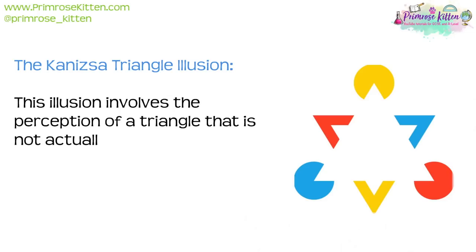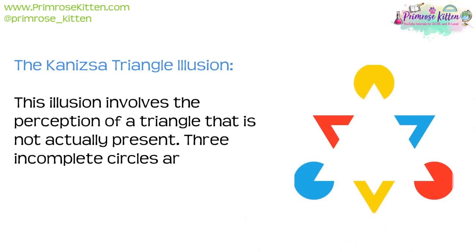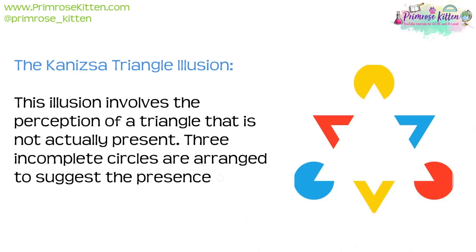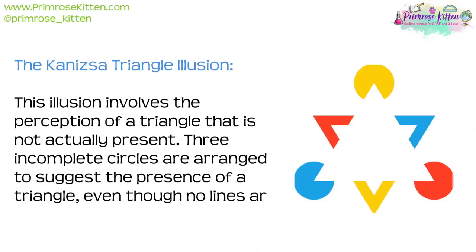The Kanizsa triangle illusion. This illusion involves the perception of a triangle that is not actually present. Three incomplete circles are arranged to suggest the presence of a triangle, even though no lines are connecting the circles.